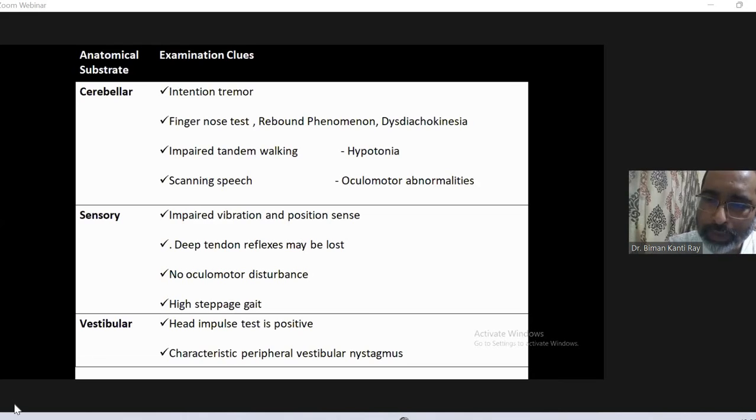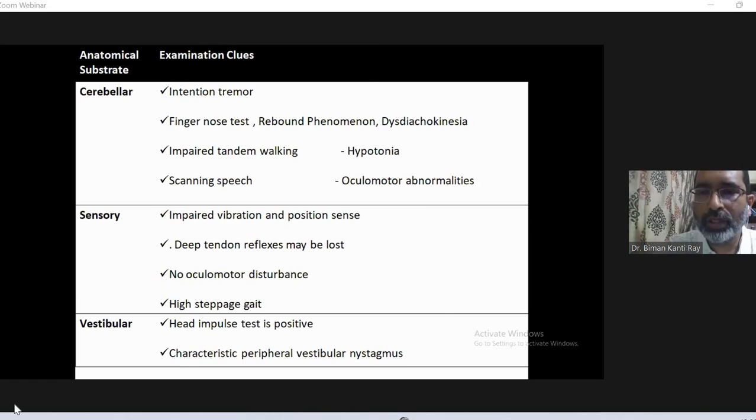So the left side will take the upper hand. So the eye will be deviated towards the right side. In that case, there will be a corrective nystagmus to the opposite side. So in case of peripheral vestibulopathy, there will always be unilateral nystagmus, and that is opposite to the side of the lesion.